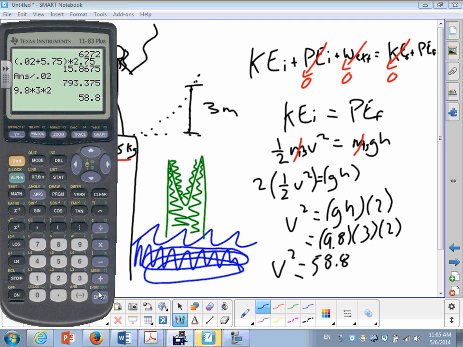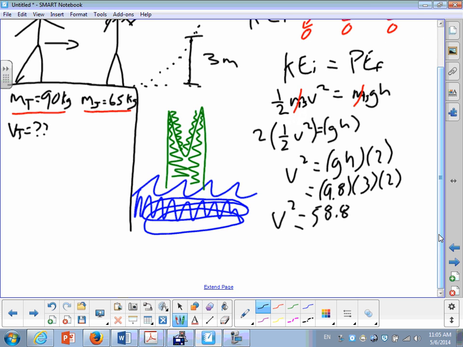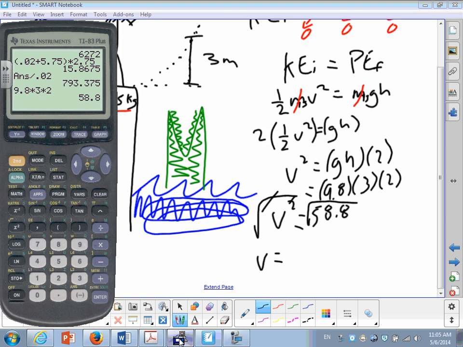Now, that's great, but I don't want to have that velocity squared. I'd like to find just that velocity. So I'm going to take the square root of both sides. That's going to cancel out my square there. I'm going to be left with just the square root of 58.8 equals the velocity. So my velocity becomes, plugging it into our calculator here, second function square root, 7.668 meters per second.